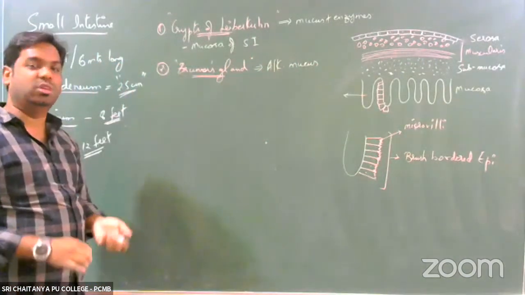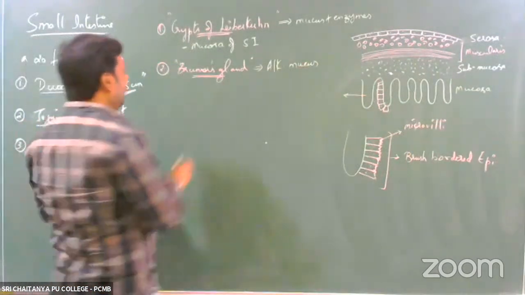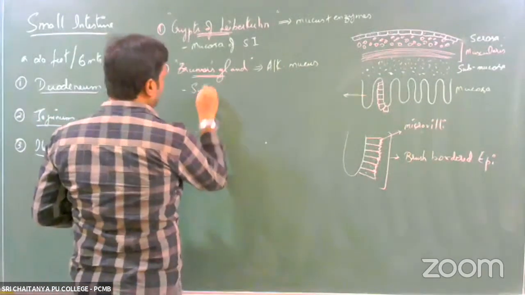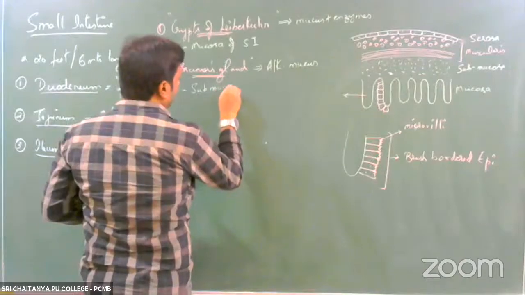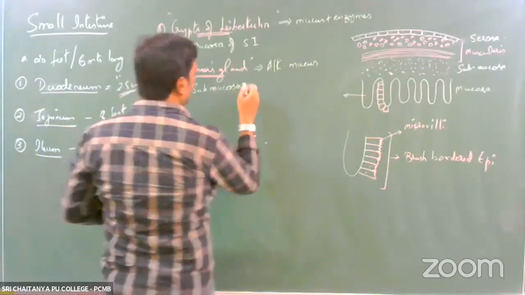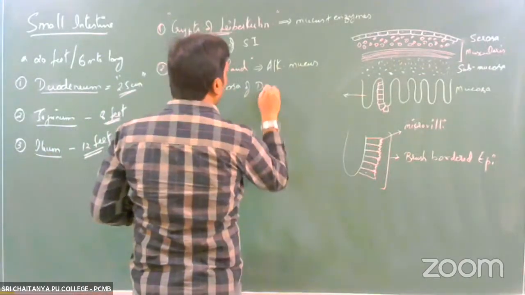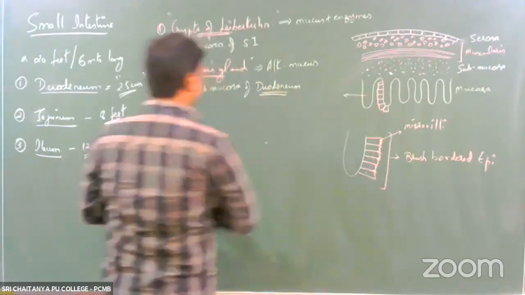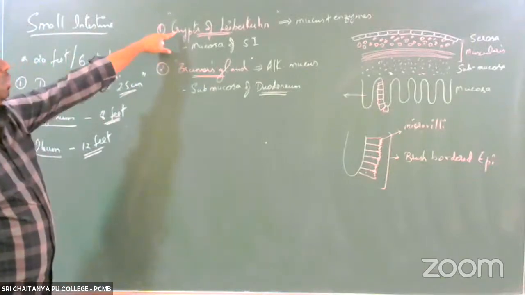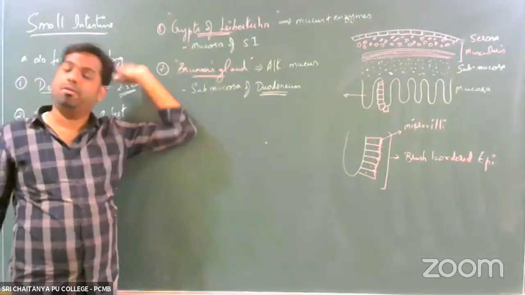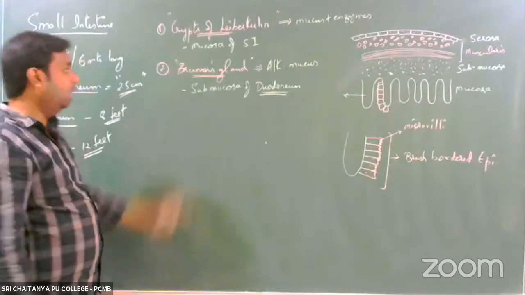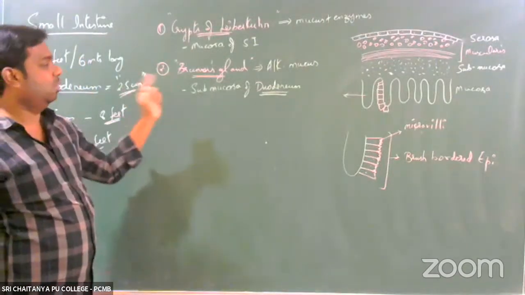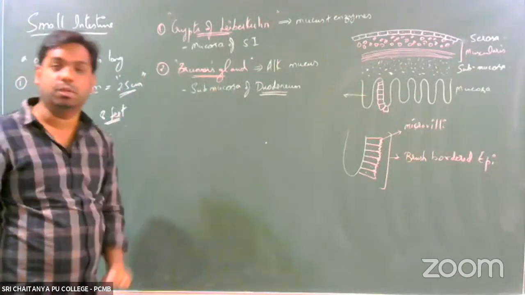And where is this Brunner's gland actually present? Brunner's gland is present in the submucosa. Right, it is present in the submucosa of the duodenum alone. So this is one important thing we need to remember. Location: crypts of Lieberkühn is present in the mucosa of all parts of the small intestine, while the Brunner's gland is actually present only in the submucosa of the duodenum.